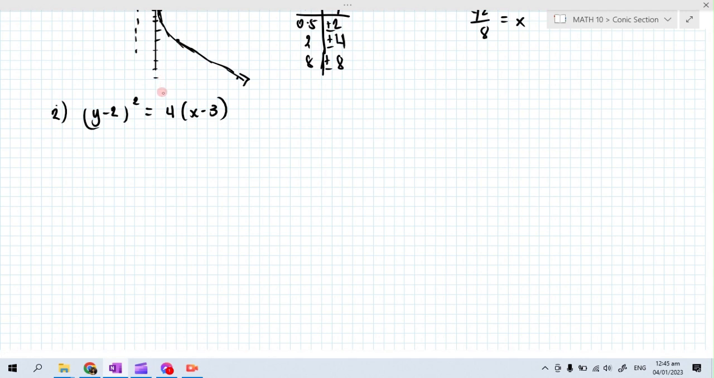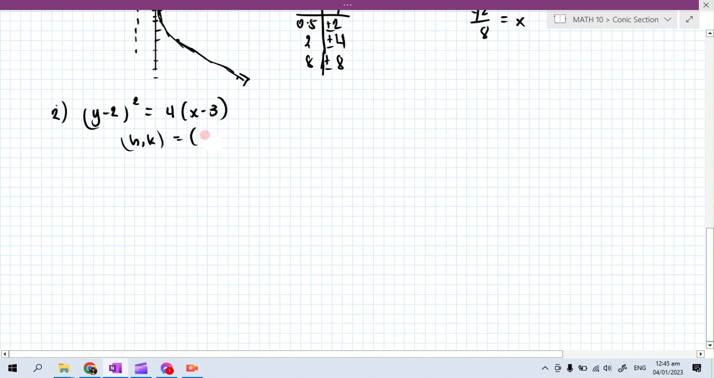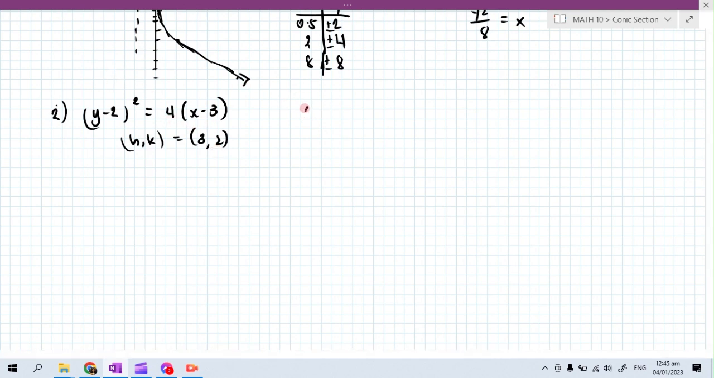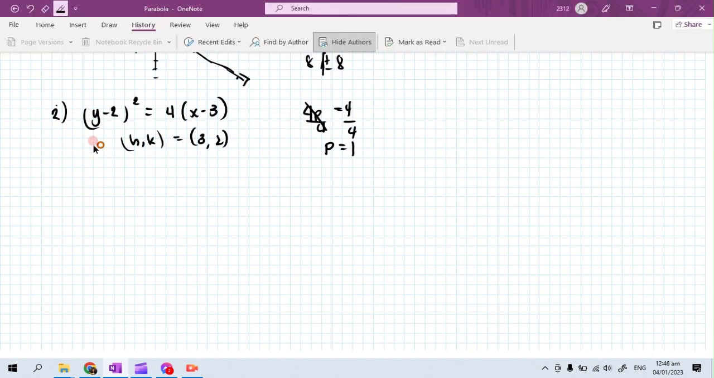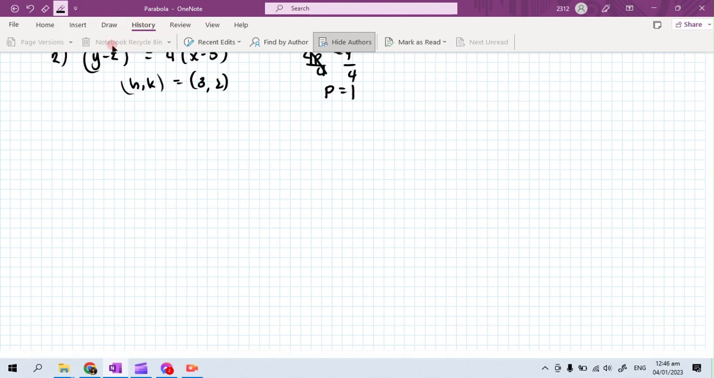Now we have our H and K, or our vertex, is 2, no, is 3 and 2. Then we can equate our 4 to 4p, so 4p is equal to 4, divided both sides by 4, p is equal to 1. That means we will be shifting to the left by 1 to find our directrix, and we'll be shifting to the right to find our focus.